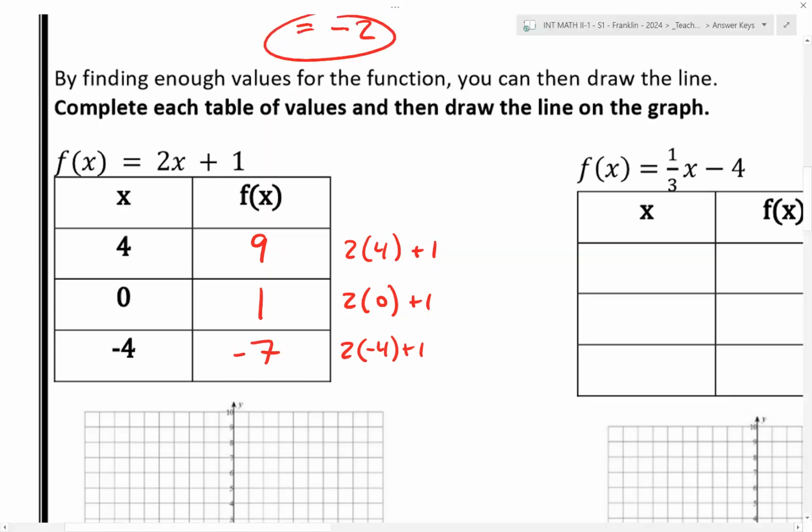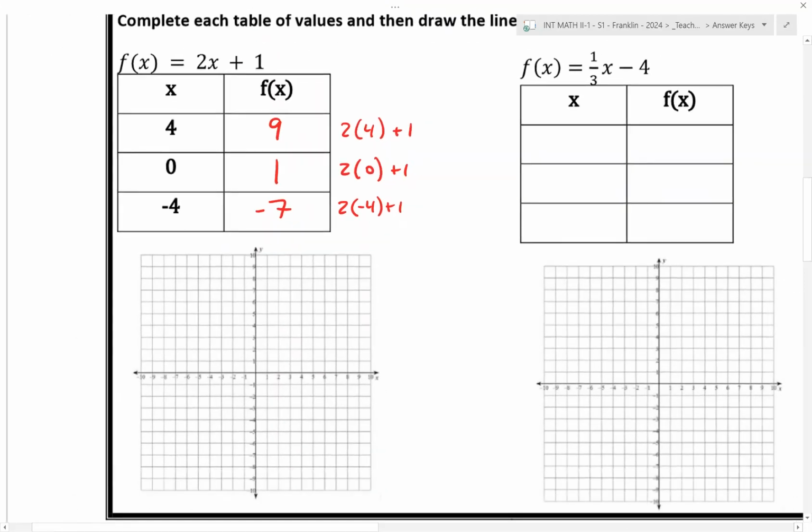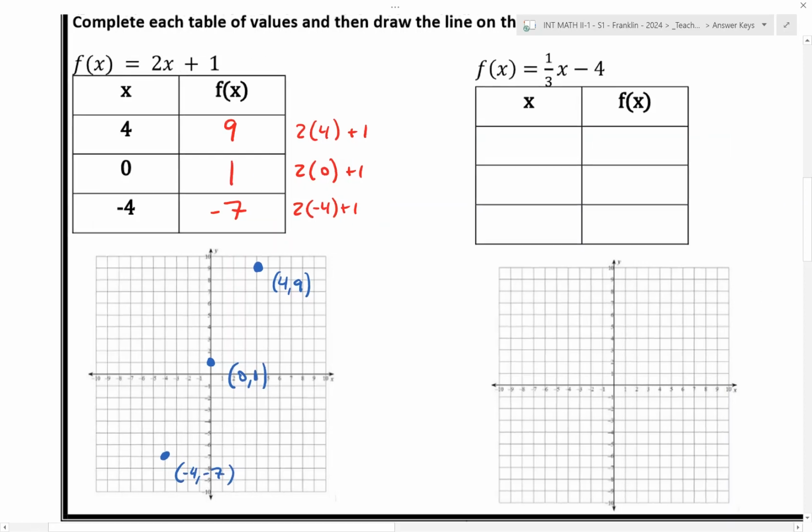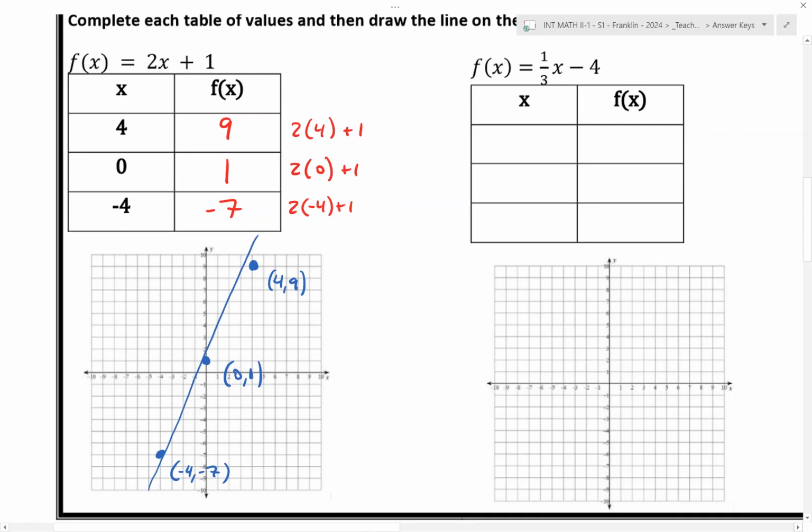And what this has given us are the ordered pairs (4, 9), (0, 1), and (negative 4, negative 7), which we can then put on the graph. So (4, 9) is first, and that is right here, and that's the point (4, 9), right? It's the first input along with its output value. (0, 1) is next, and then we have (negative 4, negative 7) down here. And if you can look, all three of those points are in the same straight line, which we can draw right through them.